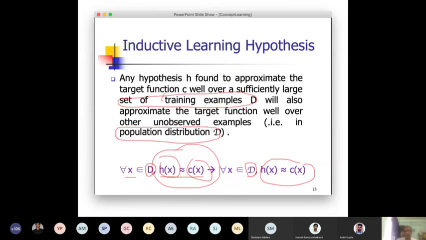So far we are assuming in this concept learning that it is always true for these training examples. But in general, when you talk about learning, and naturally machine learning is inductive learning, as we see, that this is the hypothesis. This is assumption. I think let me stop today.